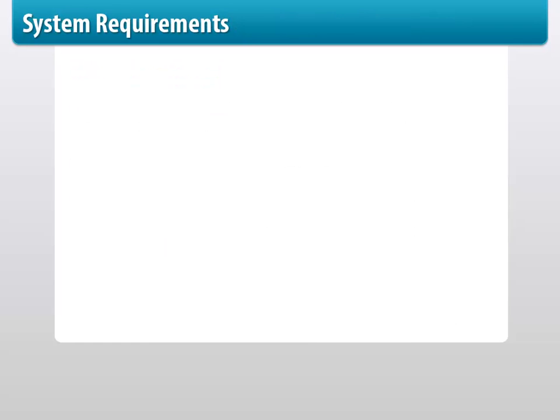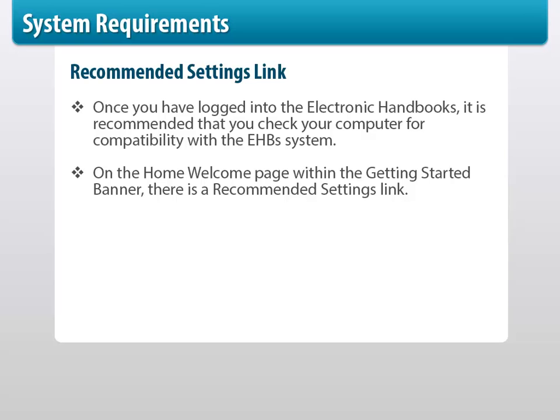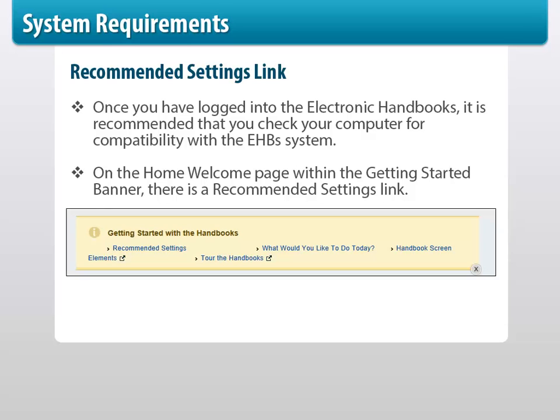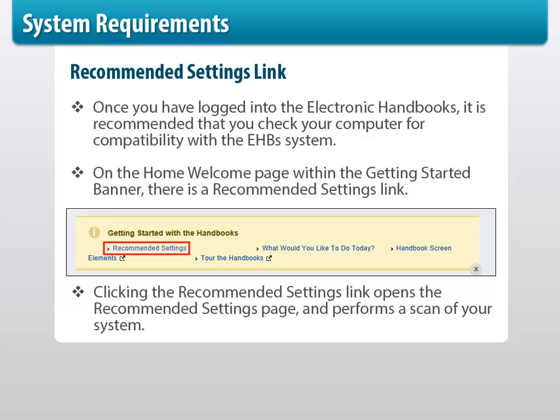System requirements. Recommended settings link. Once you have logged into the electronic handbooks, it is recommended that you check your computer for compatibility with the EHB's system. On the home welcome page within the Getting Started banner, there is a recommended settings link. Clicking the recommended settings link opens the recommended settings page and performs a scan of your system.